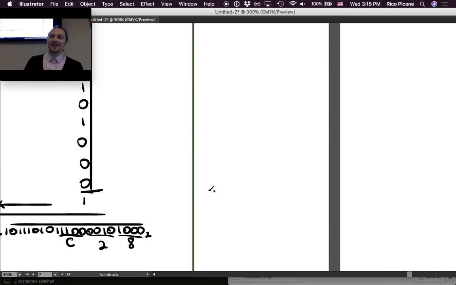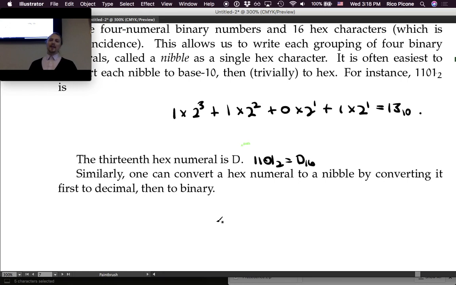Similarly, one can convert a hex numeral to a nibble by converting first to decimal, then to binary. So we use decimal as our bridge between them, mostly because we prefer doing arithmetic in base 10. We're going to learn in the next lecture how to do arithmetic in binary. We're just going to mention how to do it in hexadecimal. We're not actually going to do it. Also, it's not super useful to learn how to do it. You could do it. Also, we have computers that do it really well.